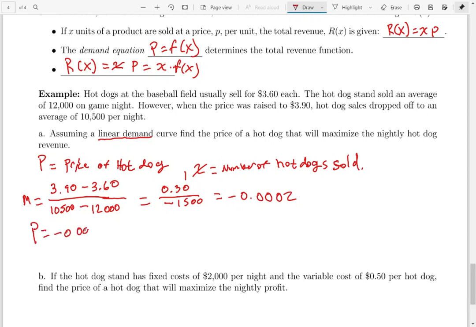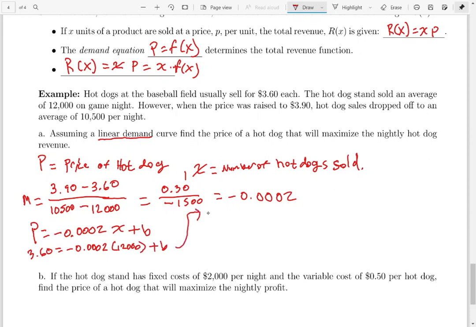Now at this point, my claim is that P is then equal to this slope that we just found, negative 0.0002 times x plus some y-intercept b. Well, we could use the point slope form, or we could just use one of our ordered pairs that we were already given. That is, if the price point was 3.6 when 12,000 were sold, so that's negative 0.0002 times 12,000 plus that y-intercept b, we can then solve for b.